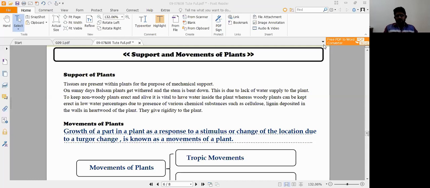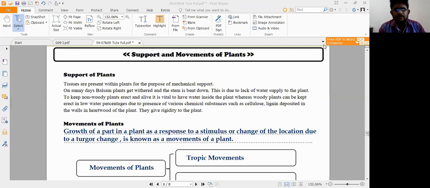Okay, so if they have a high water percentage, that will be giving just like a filled-up rubber balloon. When the balloon is inflated, that gives turgidity. In the same way, when the tissues fill up with water, that gives turgidity, a toughness. When there is a lower water percentage, the support will be supplied by cellulose and lignin deposited in the cell walls.